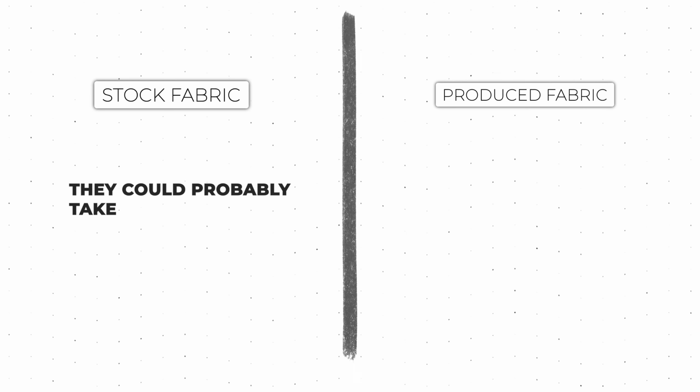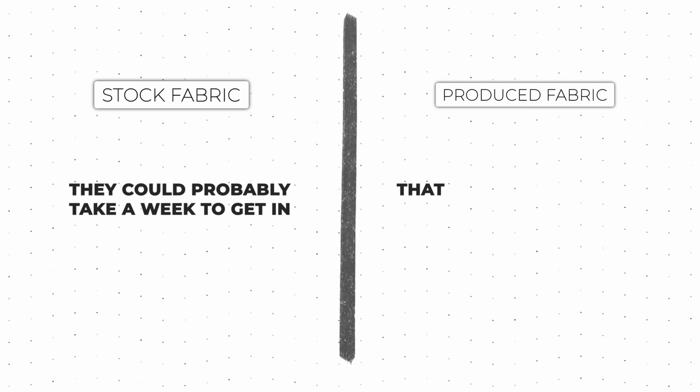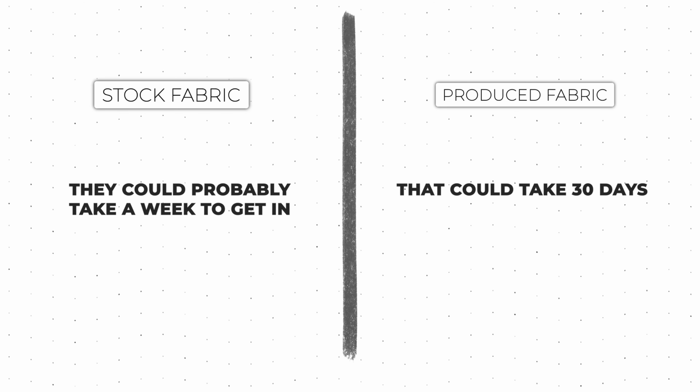And then you go into your production. That's when your PO drops. So when the PO drops, that means the factory's gonna go out and either order the fabric. If it's in stock fabric, it'll probably take a week to get in. If it's fabric that they need to actually produce, that could take 30 days.